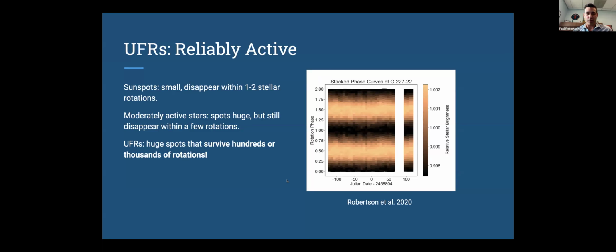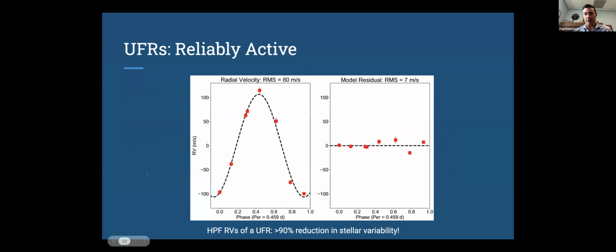And so if we translate this to radial velocities, these are HPF RVs of another ultra-fast rotator that has about a half-day rotation period. And I've done nothing smart here. There's no GP modeling, there's no wavelength space correction. I have fit a sine curve to a rotation signal of 100 meters per second amplitude, and I get residuals that are down approximately at photon noise for this target. So this is more than a 90% reduction in stellar variability.